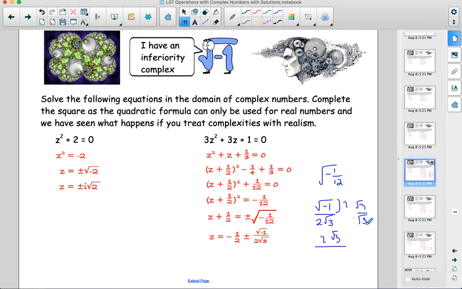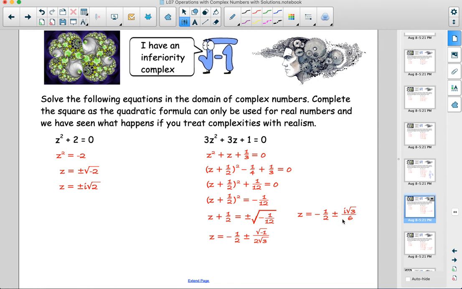over 2 root 3 times root 3. Root 3 times root 3 is 3. And 2 times 3 is 6. So this becomes plus or minus i root 3 over 6. So plus or minus i root 3 over 6. And if I wanted to go back to show you, I would probably be inclined to leave it in this form because on the next slide I'm going to define what complex numbers are. But it's already in the correct form. It's negative 1/2 plus or minus root 3 over 6 i.